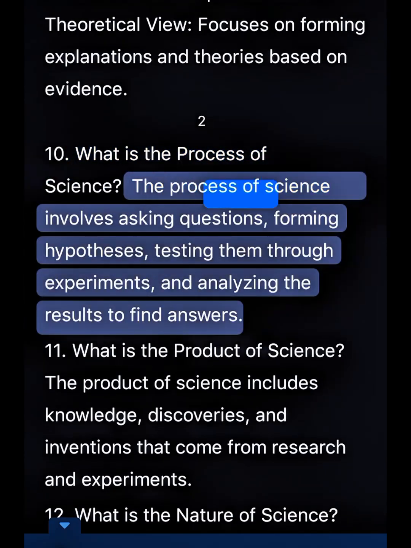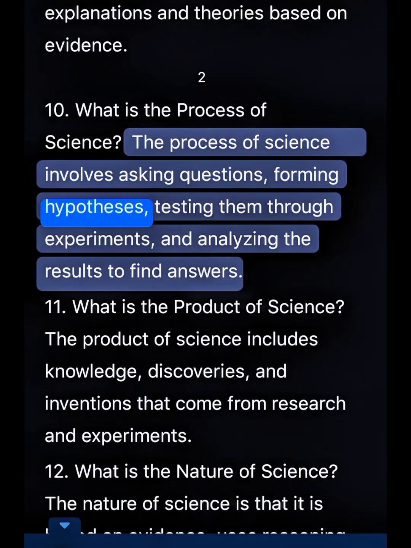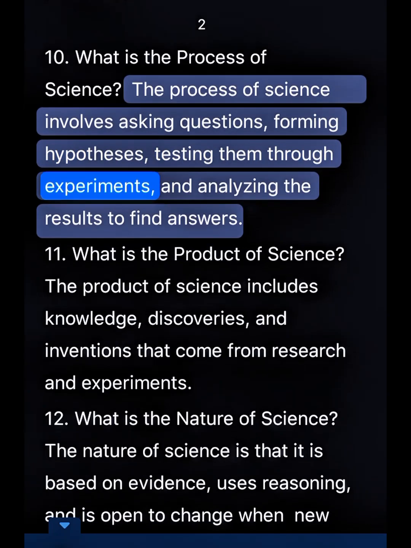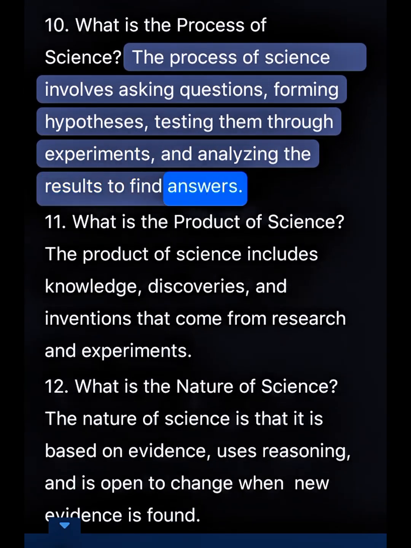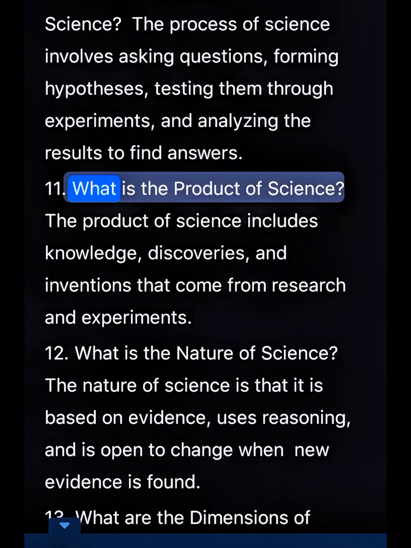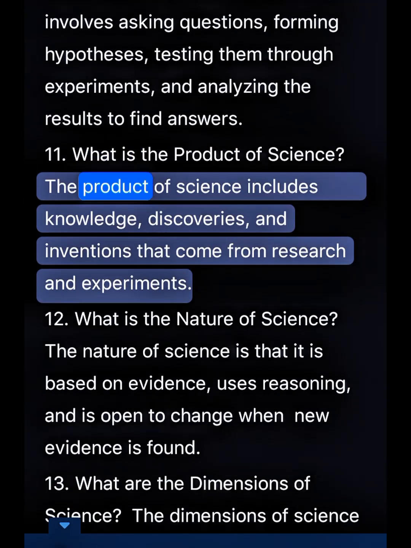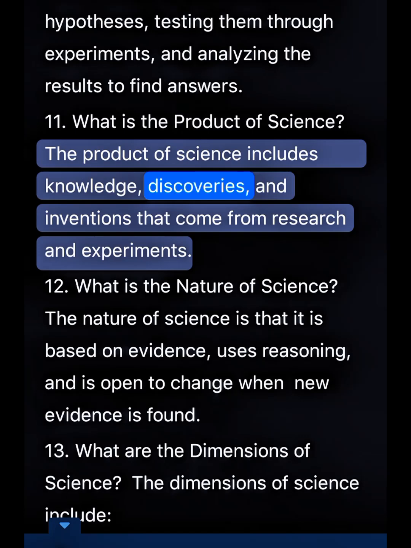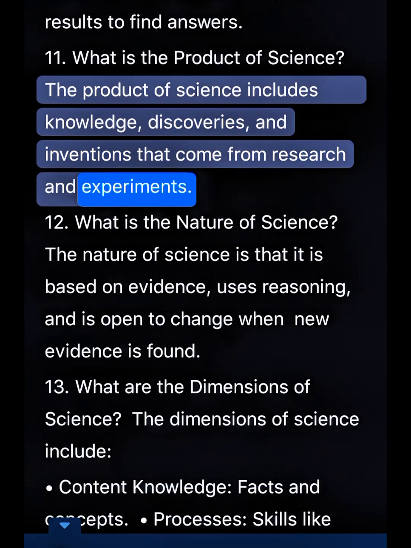10. What is the process of science? The process of science involves asking questions, forming hypotheses, testing them through experiments, and analyzing the results to find answers. 11. What is the product of science? The product of science includes knowledge, discoveries, and inventions that come from research and experiments.